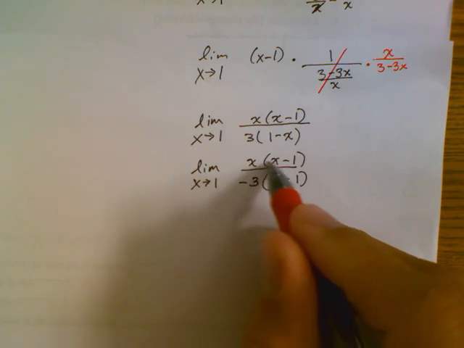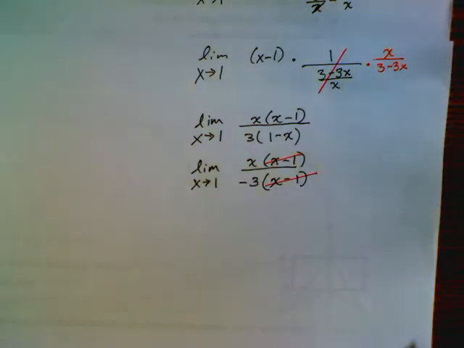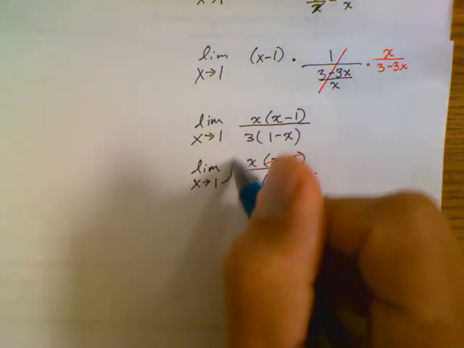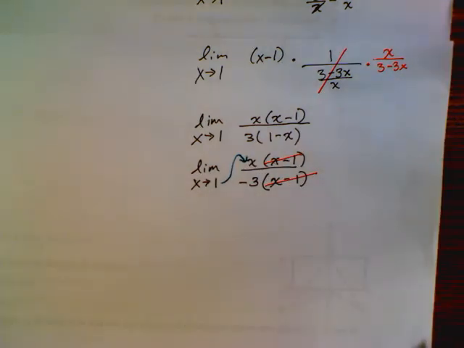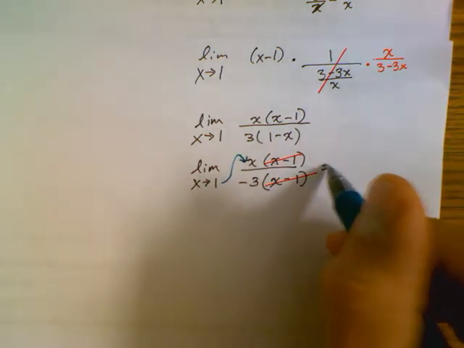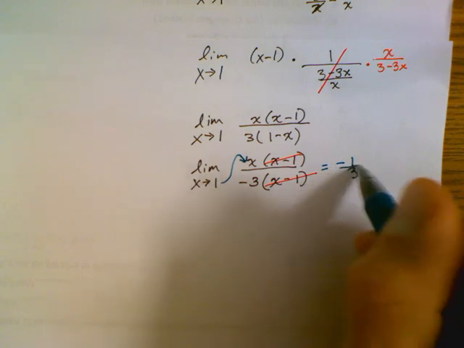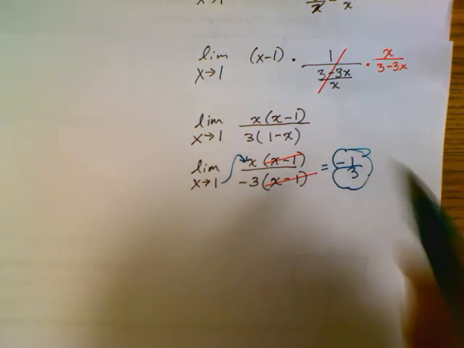Now the x minus 1's cancel, and in that same step I like to go ahead and drop that 1 in. So my final answer is actually just negative 1/3. Alright, happy face.